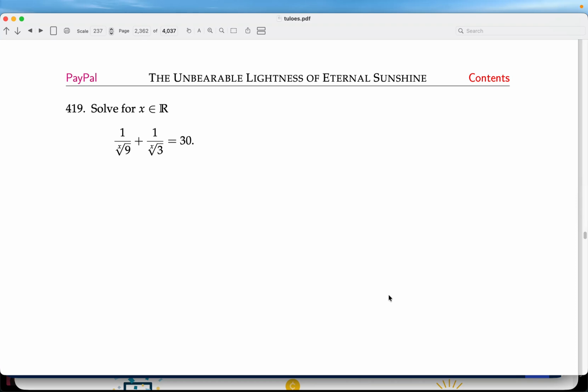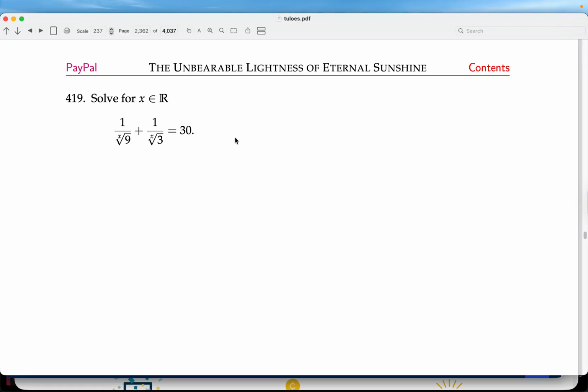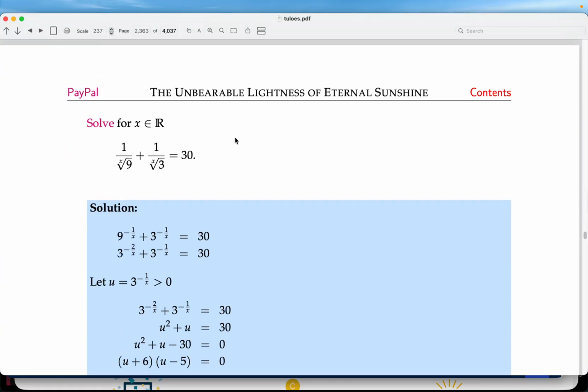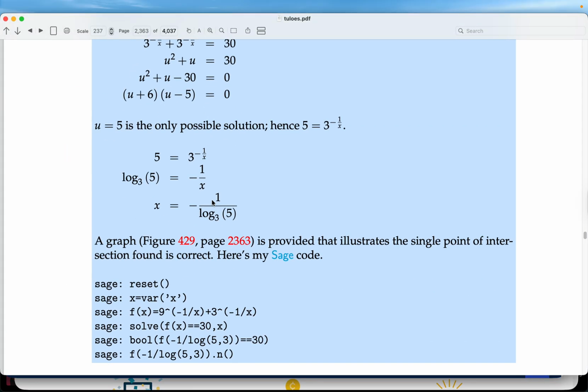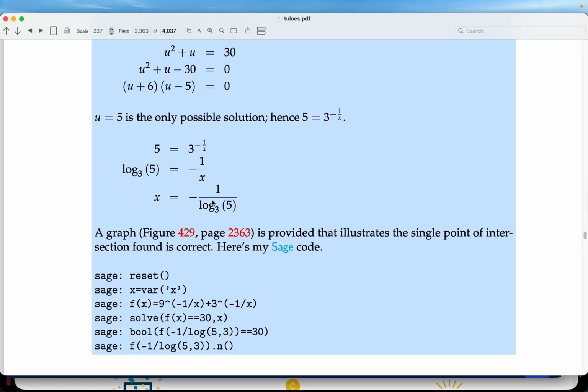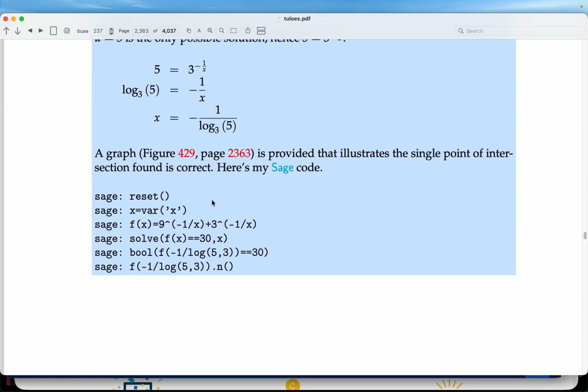Okay, problem 419. It's an equation. They're asking you to solve for the variable x, where x is a real number. Of course, we did paper and pencil work. It really didn't turn out to be that bad, and we got an answer to it. So what I want to do is, well, you know what? Let's look at the graph too.